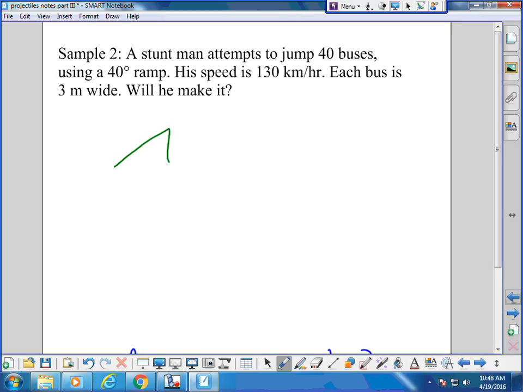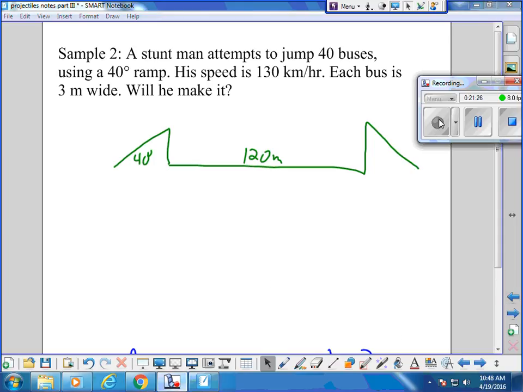So you got the ramp here, 40 degrees. You got some buses here. There's 40 of them times 3, so I guess that's just 120 meters, right? So is he going to travel 120 meters? You guys give that a roll. I got to run and talk to Mr. Elf for a minute, and then I'll be back to do that.